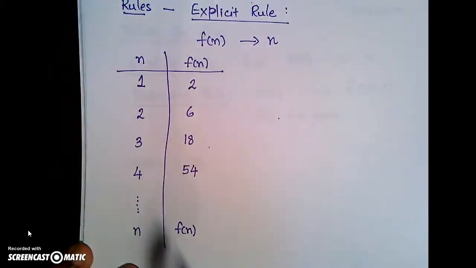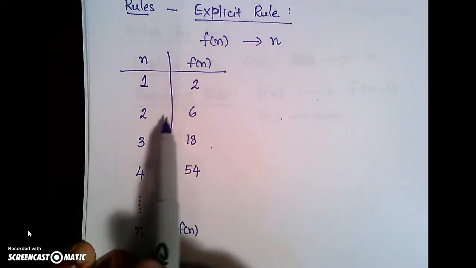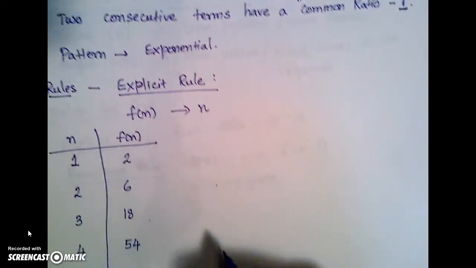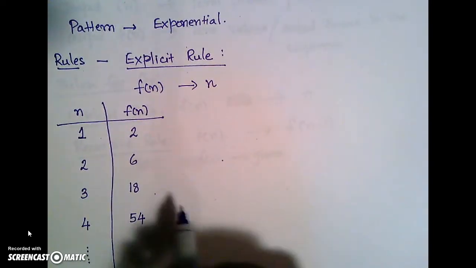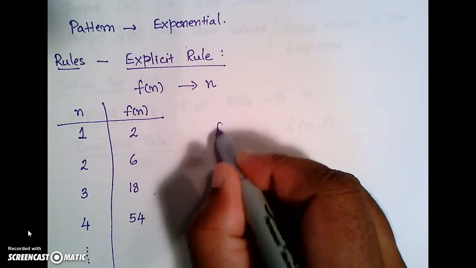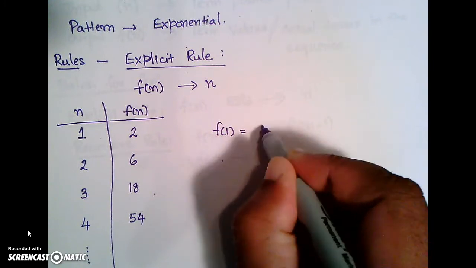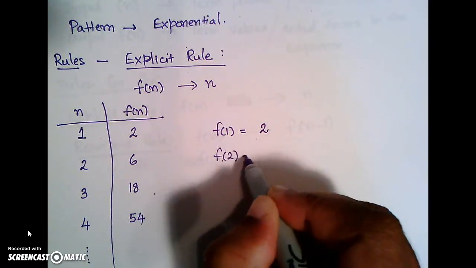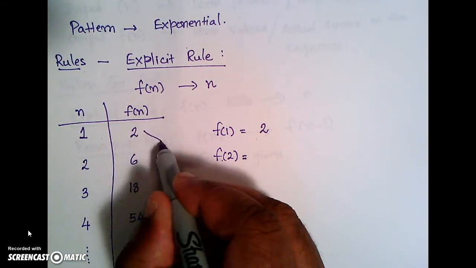So I wrote this again. So I have my sequence. My first term is 2, second term is 6, third term is 18, fourth term is 54. So I want to get to a general rule to generate my sequence. All right. So I have my f of 1, which is 2. My f of 2, how did I get my f of 2?